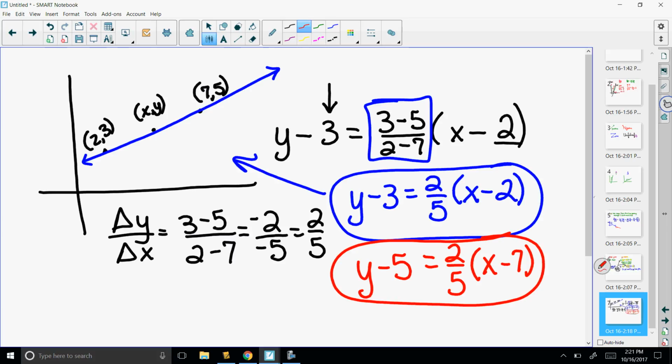Those are the exact same line. They may not look the same, but they're exact same line. That equation right there represents that line right there.